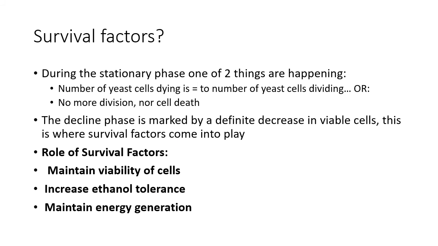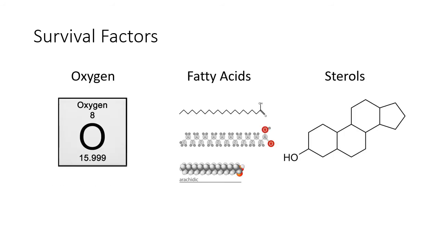Basically, during the stationary phase, one of two things is happening. Either yeast cells are dying at a rate equal to the ones dividing and growing, or there's neither division nor cell death. But it's definitely marked by a decrease in viable cells. This is where these survival factors come into play. And so why do we want to do it? We want to maintain the viability of yeast cells. We want to increase their ethanol tolerance and maintain their ability to generate energy and finish that ferment.